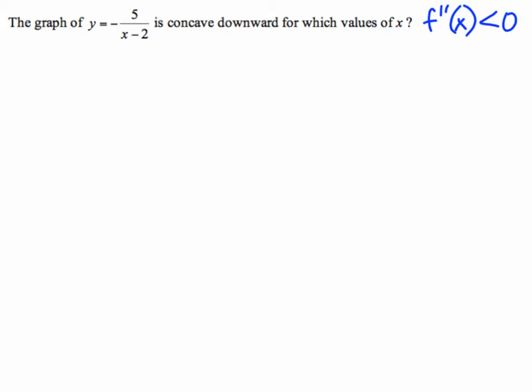Here I have another example. I have a graph which equals -5 over x minus 2, and it says it's concave downwards for which values of x. So if it's concave downwards, that means that the second derivative is less than 0. So in order to take the derivative of this equation, I'm going to bring x minus 2 into the numerator. So I'm going to place brackets around x minus 2 with the exponent 1, and if I bring it into the numerator, the power is to the -1.